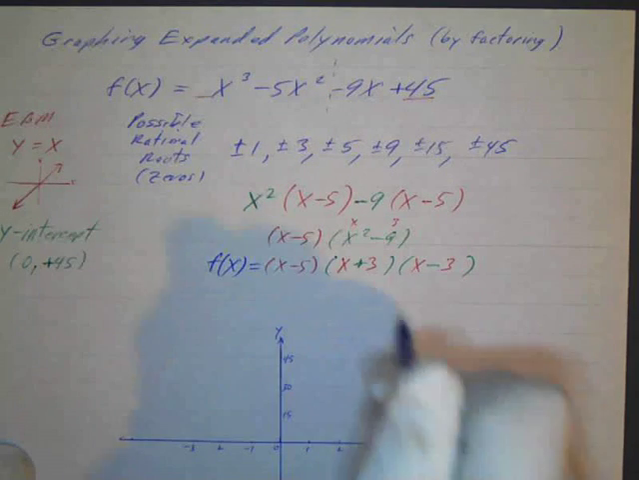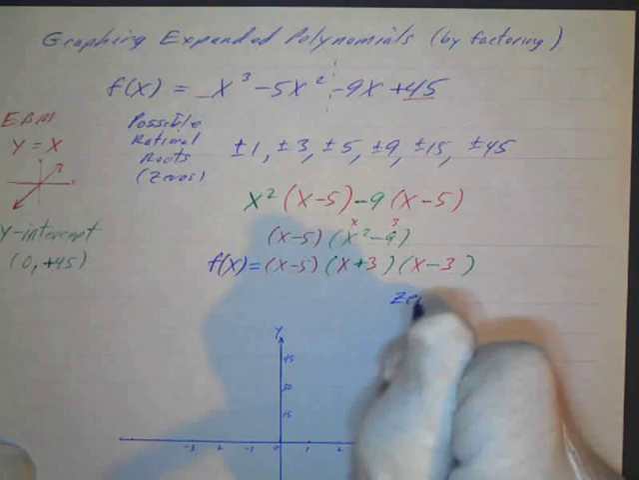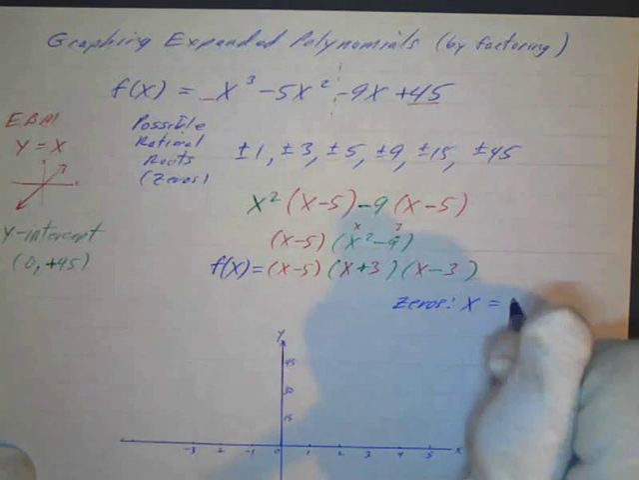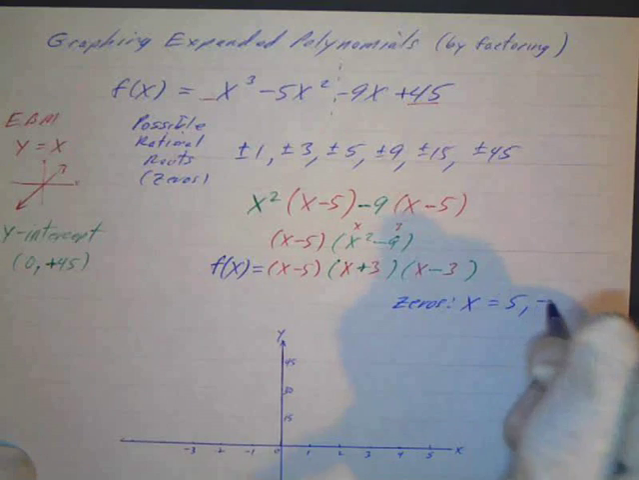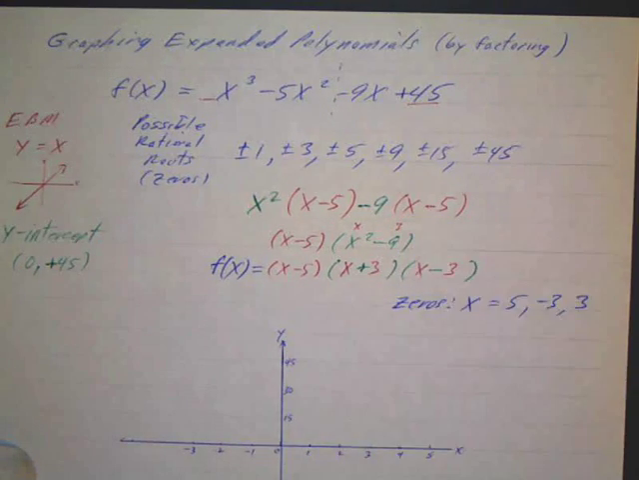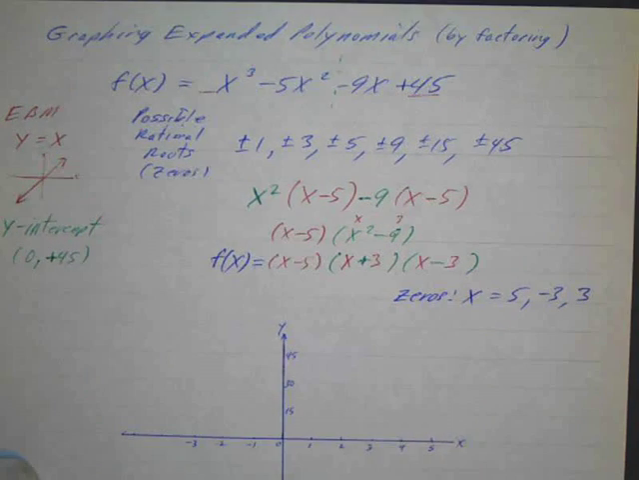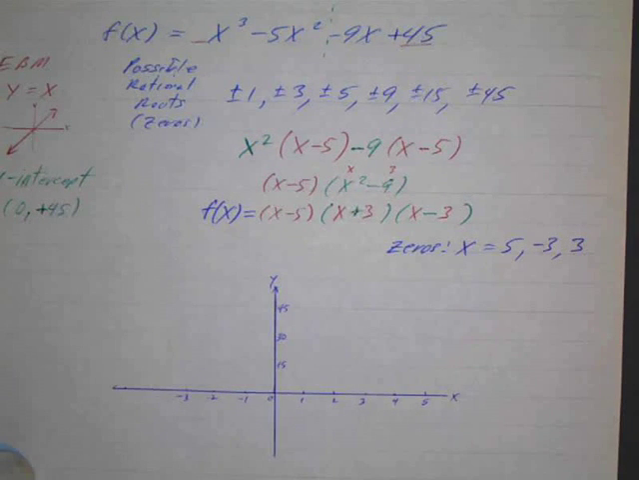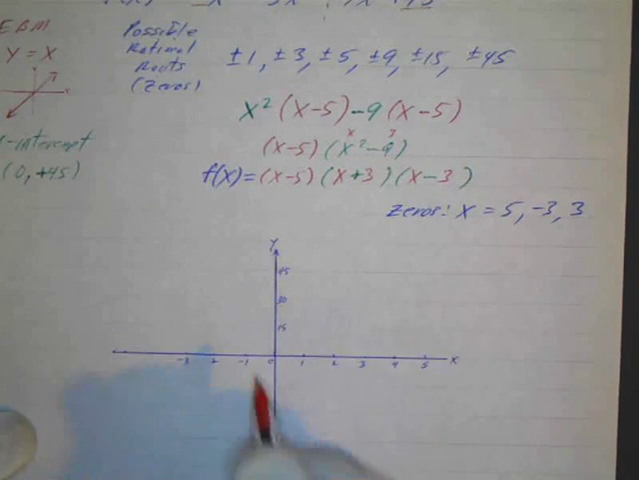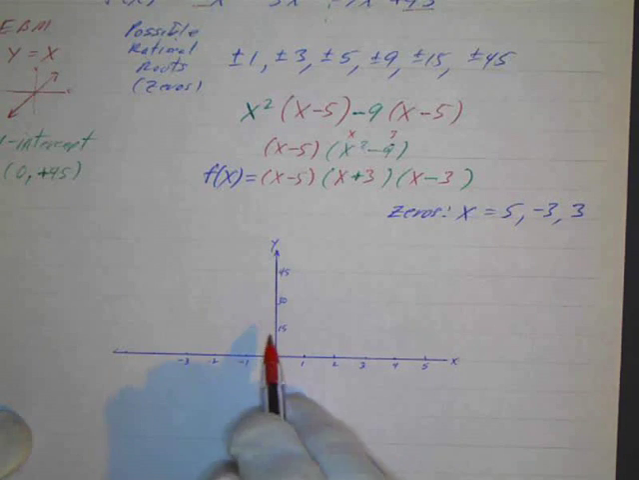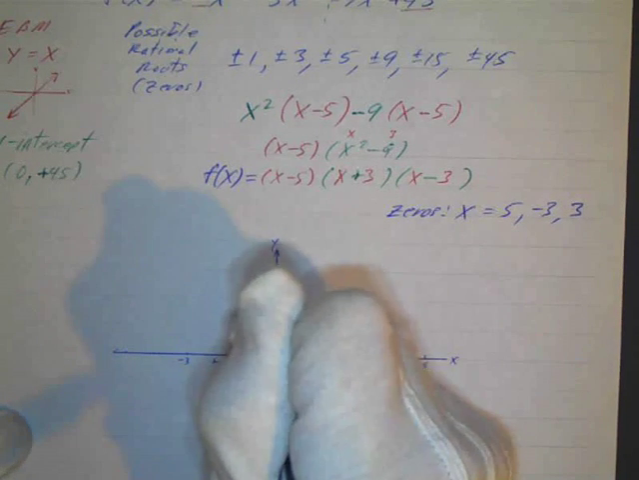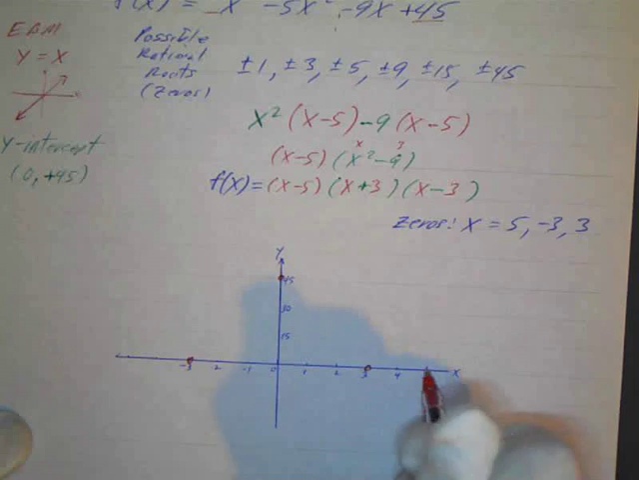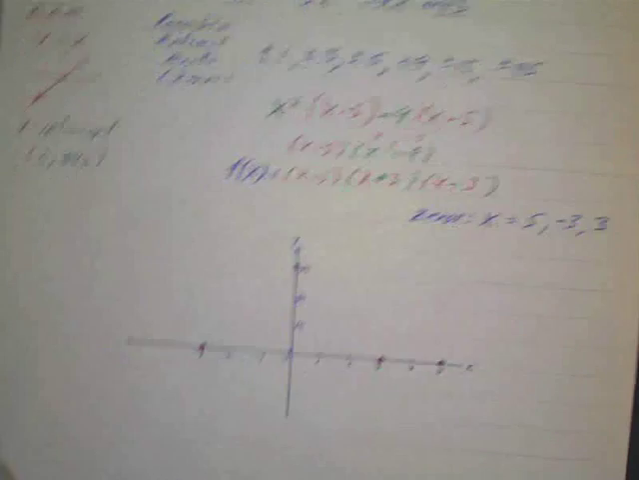What are my zeros? My zeros are x equals 5, negative 3, and positive 3. So those are my zeros. So there we go. All right, so we're going to mark these on our graph, and my intercept was positive 45. So I made a graph here, and I changed the scale a little bit so I could get it on there. So this is 15, 30, 45. So there's my intercept. And negative 3, positive 3, and positive 5 are my zeros.